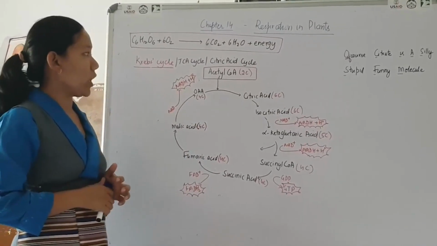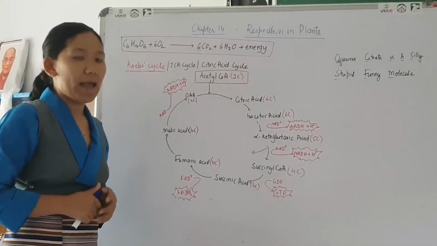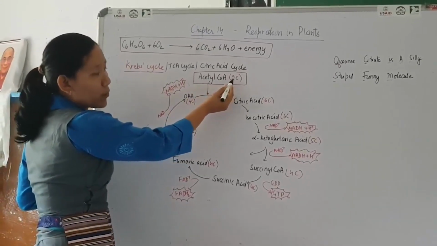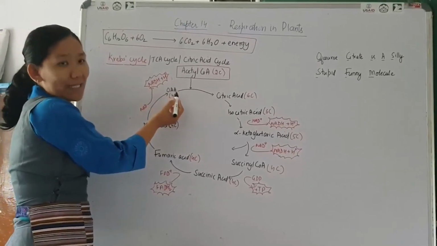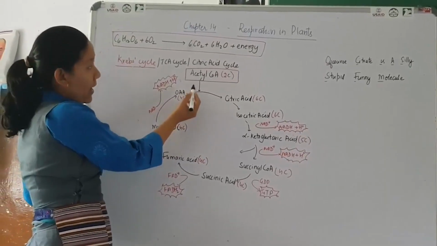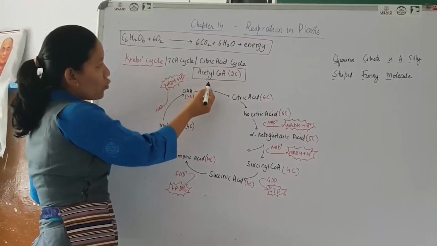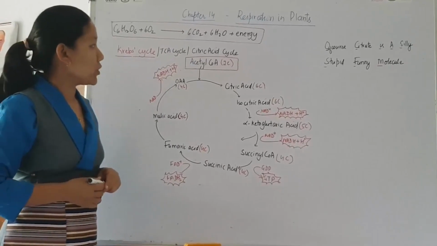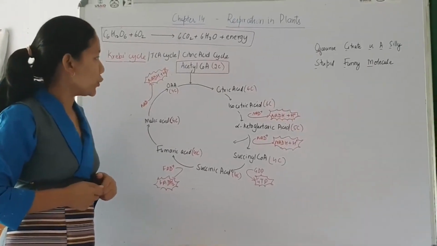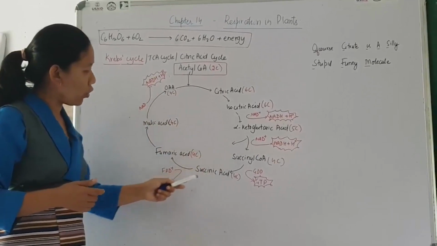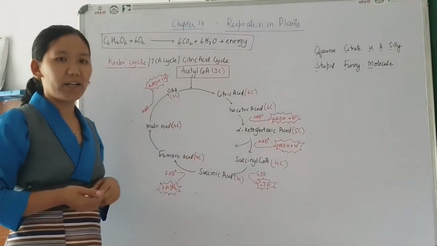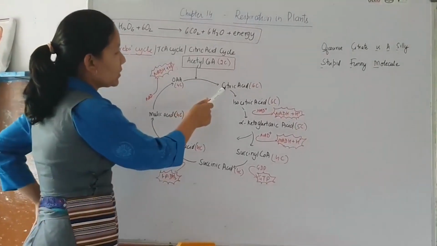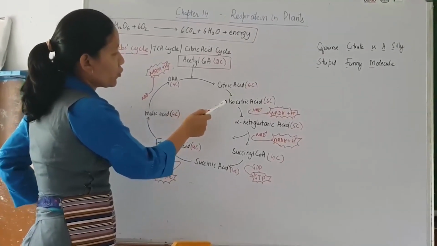So acetyl-CoA enters the Krebs cycle, and there is a condensation of acetyl-CoA, which is a 2 carbon compound, with oxaloacetic acid, which is a 4 carbon compound. This condensation of acetyl-CoA and OAA leads to the formation of citric acid. This citric acid is a 6 carbon compound, and in all these reaction steps, they are catalyzed by various enzymes. Now this citric acid, a 6 carbon compound, converts into isocitric acid.